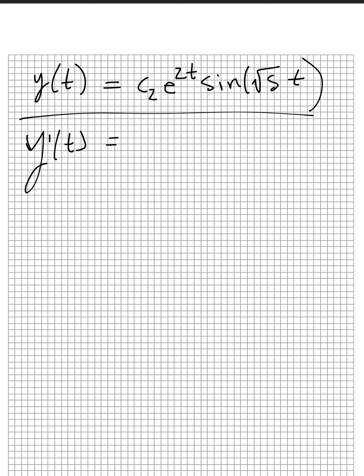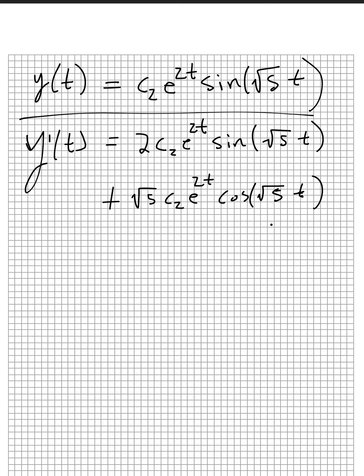Right? And so that's going to give us 2 C2 e to the 2t sine, and this is going to be the square root of 5 times t, right? And then using the product rule, we do it the other way around. This will give us the square root of 5 times C2 e to the 2t times cosine of the square root of 5 times t. Okay, it's a t.